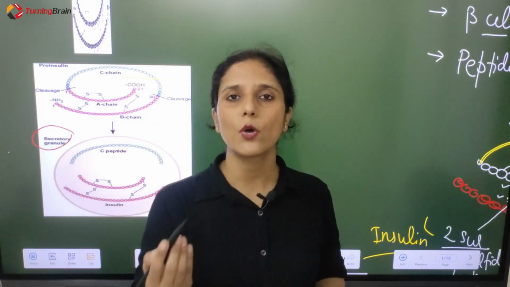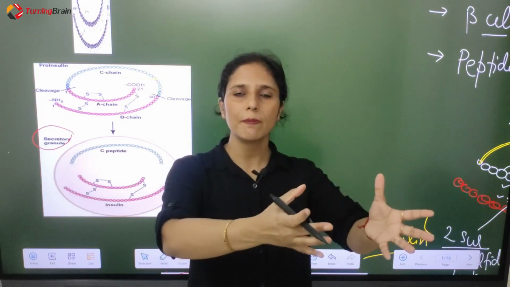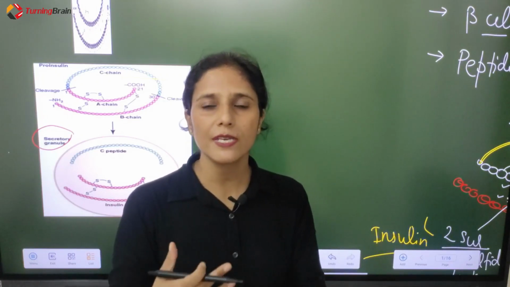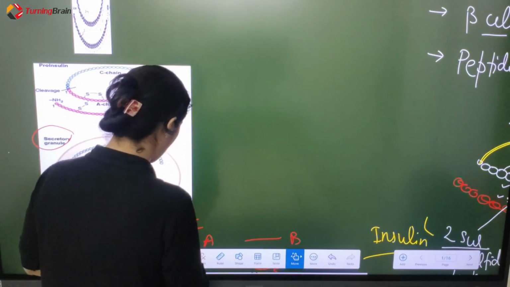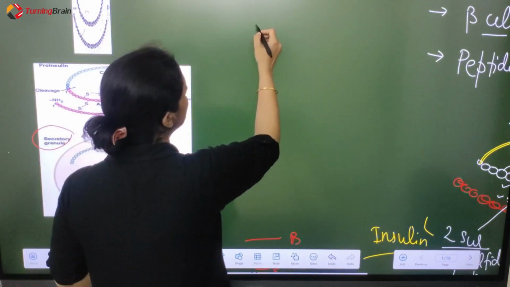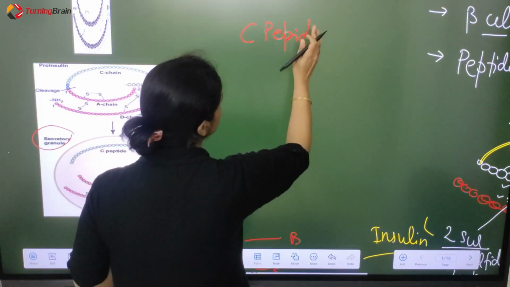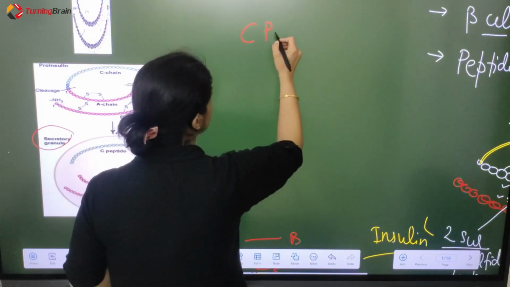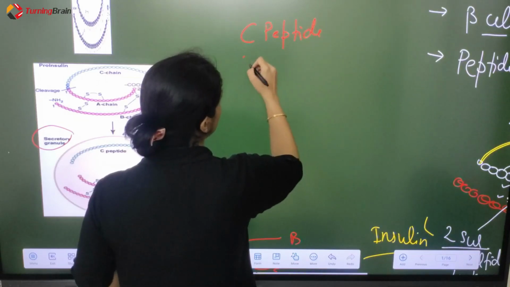Actually, you can measure the concentration of C-peptide. And whatever the concentration of C-peptide, the insulin is released in that proportion, because they are released in an equimolar concentration in the secretory granules. So what you can do? You can do C-peptide measurement.